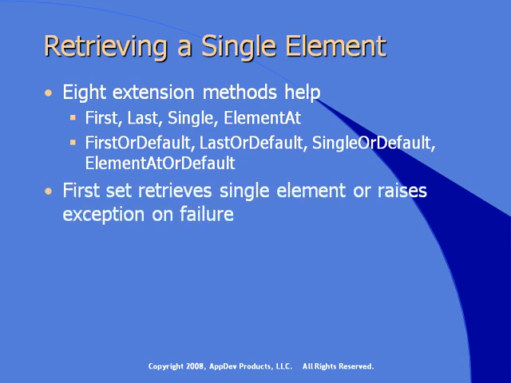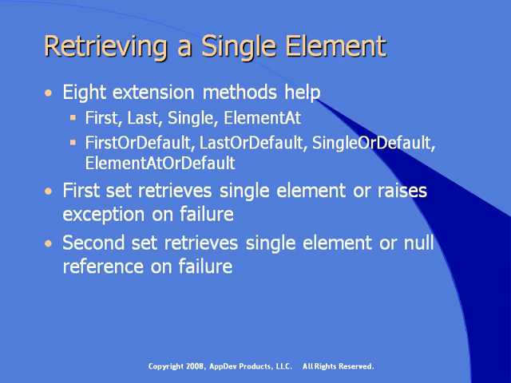The first set retrieves a single element or raises an exception on failure. The second set retrieves a single element or null reference on failure, making it easier to work with the second set, unless your goal is to raise an exception.